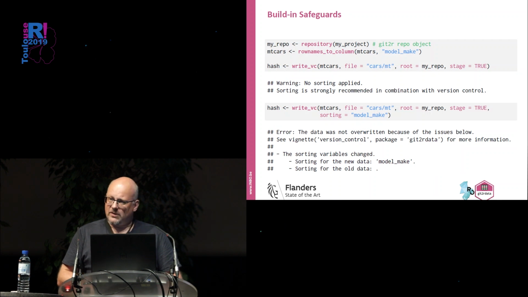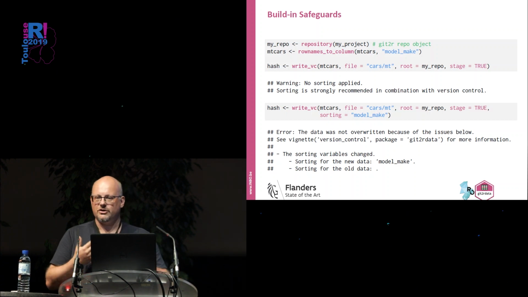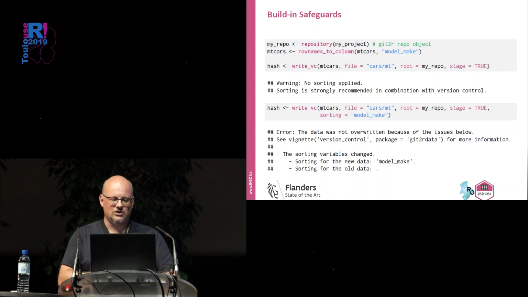So if you are a Git user and you like to use the git2rdata package as well, then we have some extra methods for you. For instance, if the root is a git2r repository object, then you get an extra argument, which is the stage, which allows you to automatically stage the changes when you write the data. Notice that you get, in this case, a warning that you didn't provide any sorting.